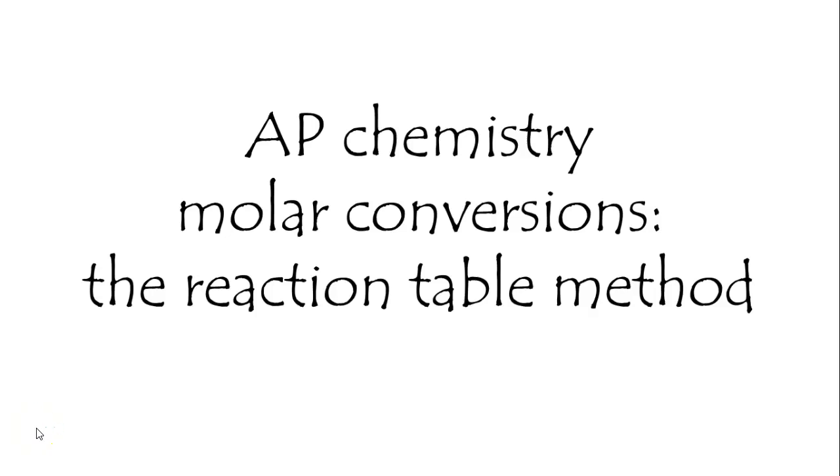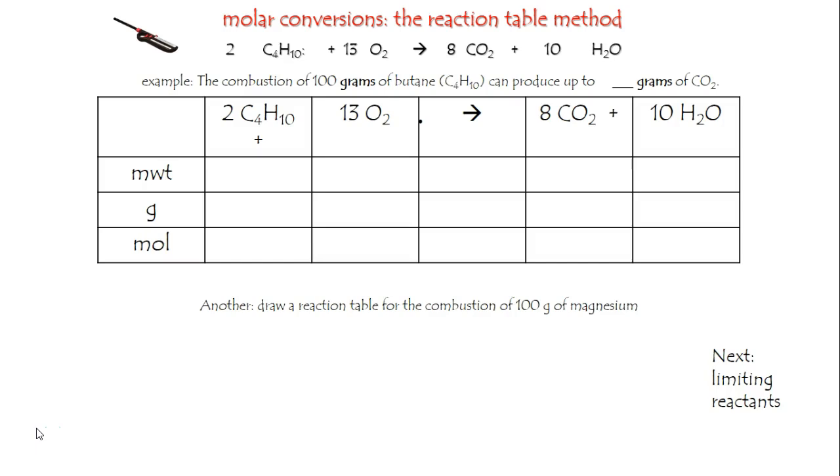AP Chemistry Molar Conversions, the reaction table method. For quick calculations, say a one-step mole-to-mole conversion or maybe even a two-step mole-to-gram conversion, doing a simple unit conversion is probably the fastest way to go. But if you really want to know a lot about a chemical reaction, the reaction table method is the method of choice. Let's have a look at how it's done through two examples.